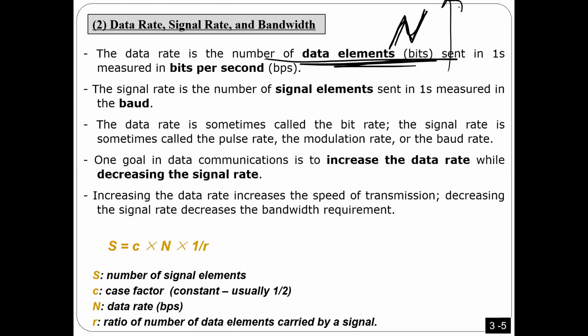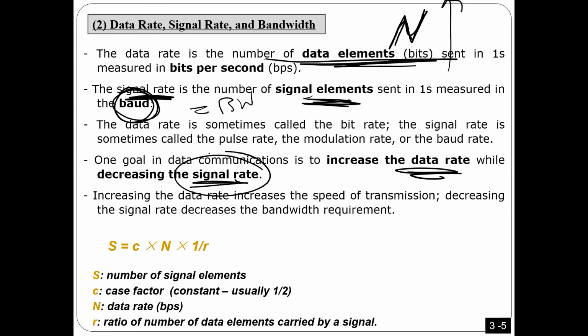Also, we have another thing, we call it signal rate. This is how many signals I need in 1 second, and the unit of this one is baud. This is proportional to the bandwidth, or this one can reflect the bandwidth. So our goal in data communication is to increase the data rate: given the same amount of signal rate, how can I maximize the data rate? You got what I'm saying? Anyway, there is a formula, and that's what you should see now.